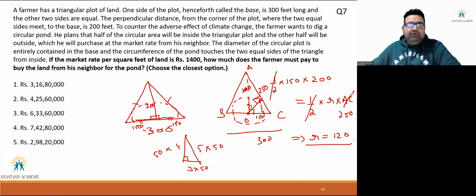Just to summarize how we solved it, we looked at the radius becoming perpendicular to the tangent. We found the area of triangle ADC, once on the base of DC and once on the base of AC, and we equated those areas to get the radius. Now my final answer will be half of the circle multiplied by the cost. Cost is 1400, half pi r square, radius we have just obtained as 120. So this will be my final answer.